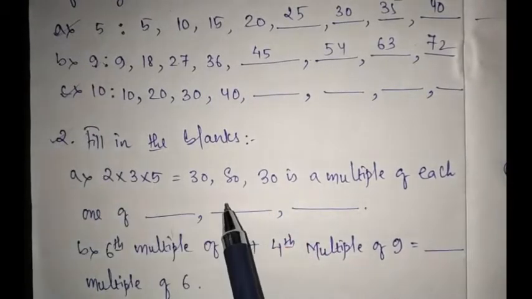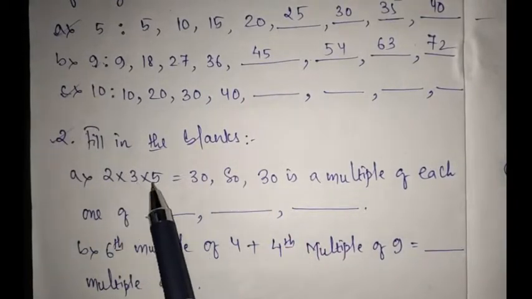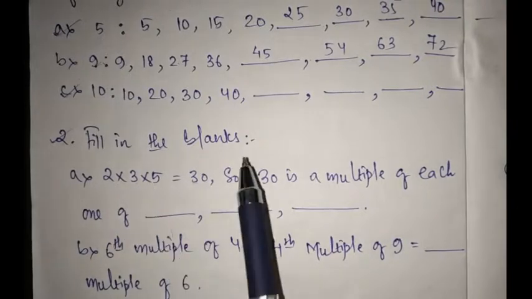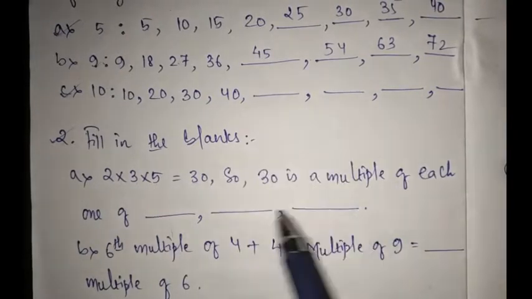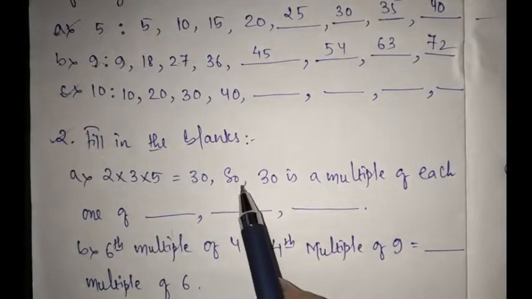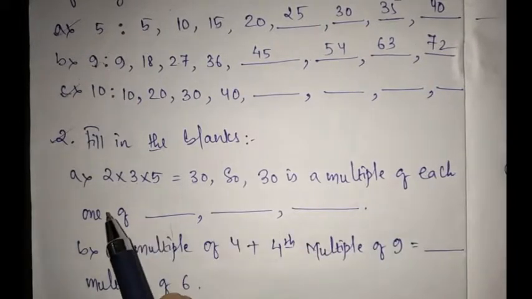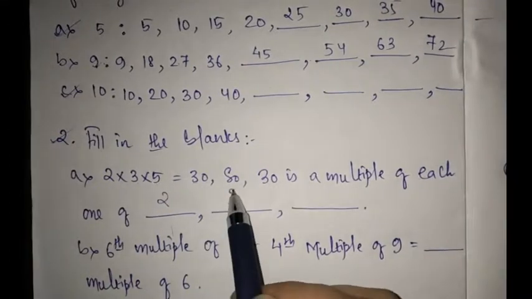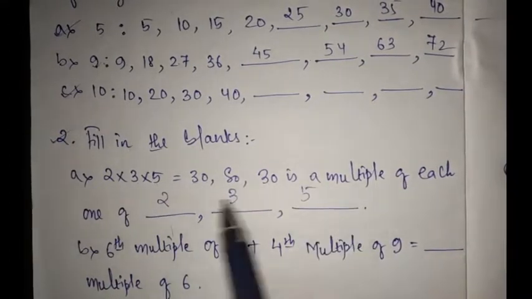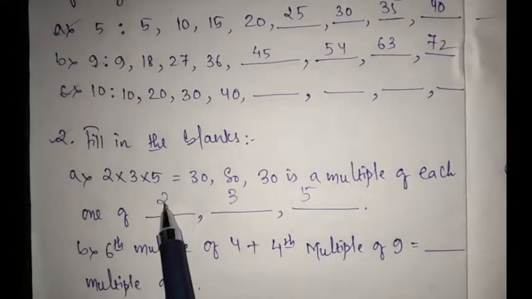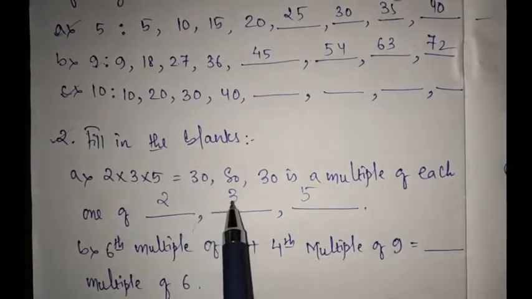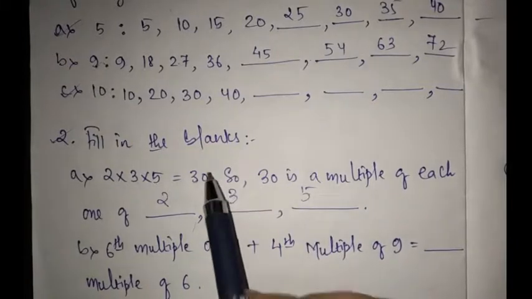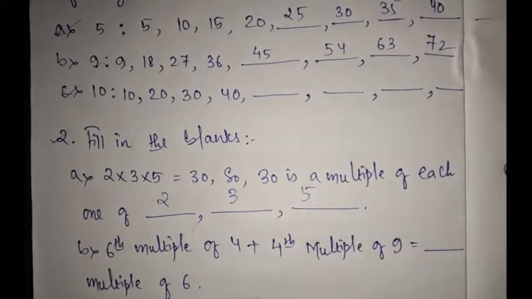Fill in the blanks. So 2 into 3 into 5, that will make your 30. 2 threes are 6, 6 fives are 30. That is the factors of 30, right? So 30 is a multiple of each one of 2, 3 and 5. That means in the table of 2 also you will get 30. In the table of 3 you are going to get 30, and in the table of 5 also you are going to get 30.